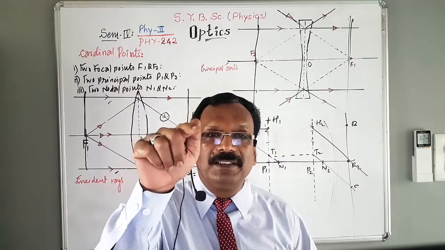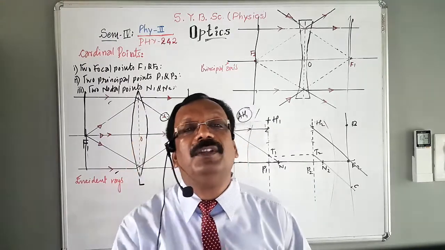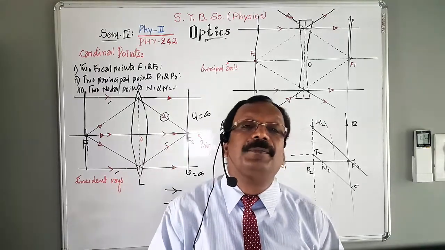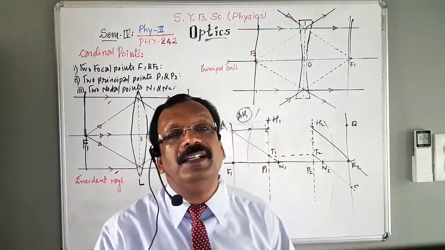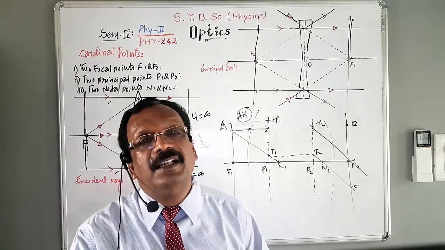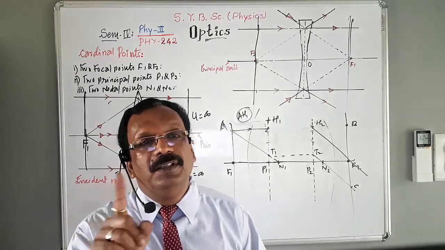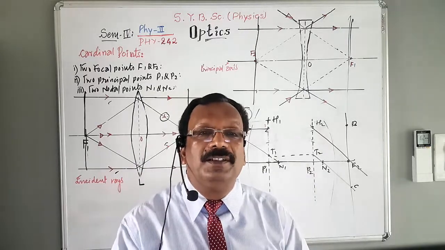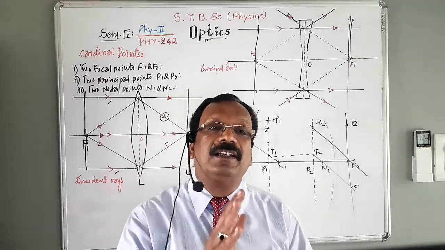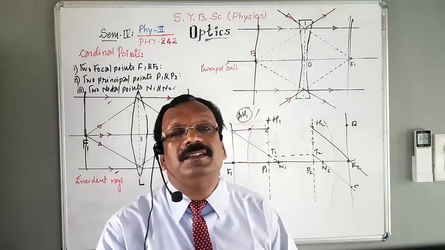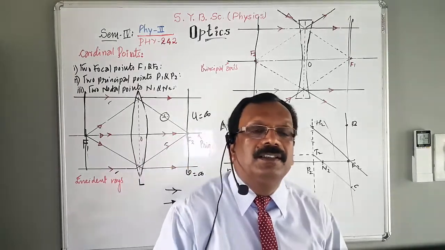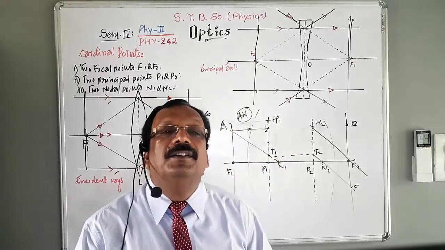Similarly, the plane passing through the first principal point and perpendicular to the principal axis, and the second plane passing through the second principal point and perpendicular to the principal axis, these are the principal planes. So in this way we studied 6 cardinal points, F1, F2 focal points, P1, P2 principal points, and N1, N2 nodal points, and we also studied 6 different planes. In this way we completed the cardinal points.